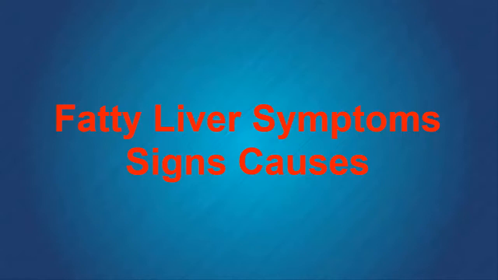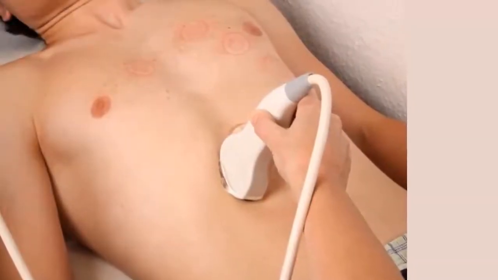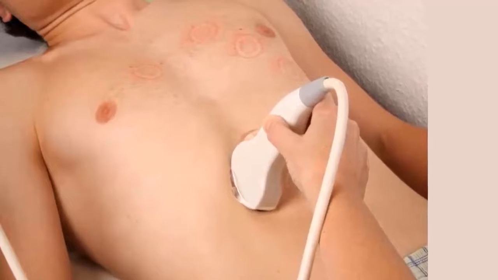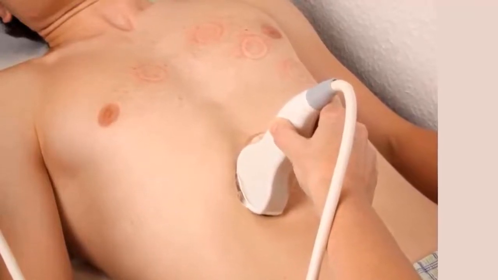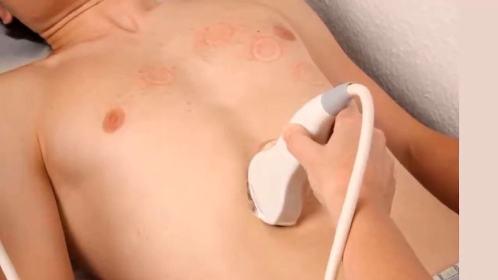Fatty liver symptoms, signs, causes. What is a fatty liver? A fatty liver is a condition in which the liver accumulates an excess of fat. Livers will naturally contain some fat. If the fat accumulation is more than 10% of the liver's total weight, however, this is considered a fatty liver.